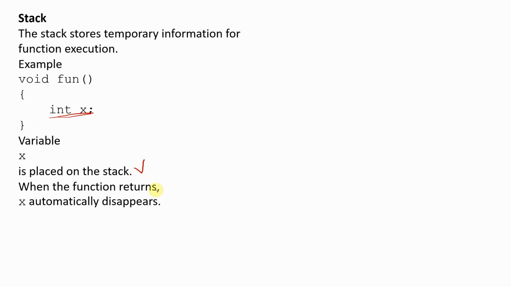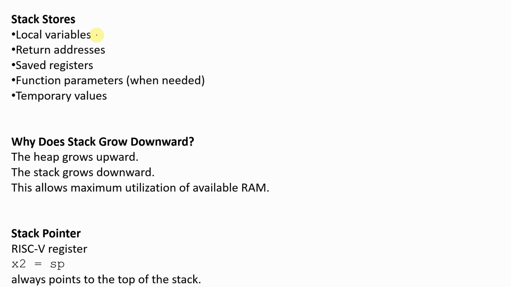And when the function returns, the memory which was allocated to this local variable is going to disappear automatically. So this is where you can think of using a stack. The stack is going to store local variables, whatever local variables you declare inside your function. It is also going to store the return addresses. It is going to store the saved registers. About the saved registers, we are going to discuss in the upcoming slides. Next, it is also going to store function parameters and temporary values.